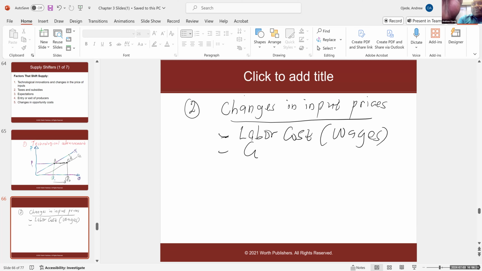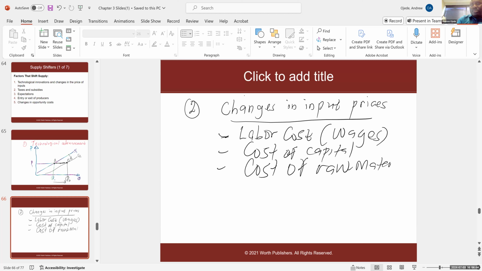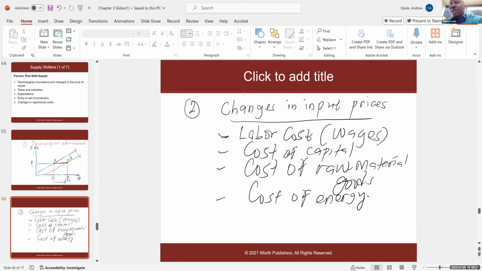Maybe the cost of capital, like interest rate. Maybe the cost of raw material goods. And raw material goods could also be the cost of energy. Many companies use different sources of energy. If energy cost is going up, like electricity, oil, that raises production costs.